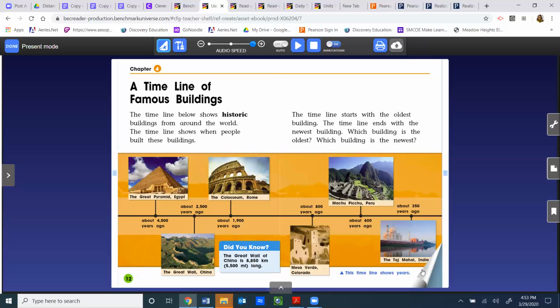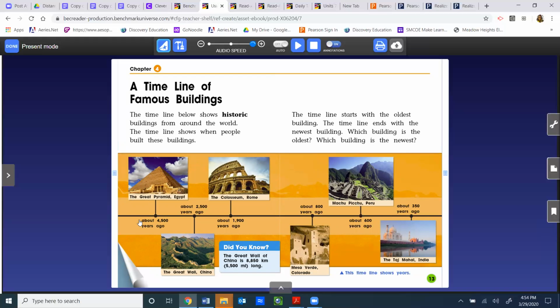Chapter 4, a timeline of famous buildings. The timeline below shows historic buildings from around the world. The timeline shows when people built these buildings. The timeline starts with the oldest building. The timeline ends with the newest building. Which building is the oldest? Which building is the newest? I'm going to go ahead and read this timeline to you.